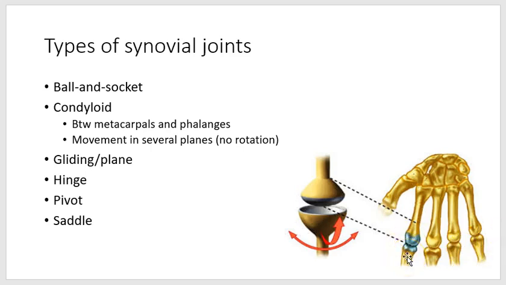And think of all the different ways you can move your finger. You can go up, down, left, right. You can draw circles with them. So you can move it in a bunch of different planes, but you can't rotate it. So you can't take that finger and twist it within the same axis. But you can do a lot of different other movements with it.